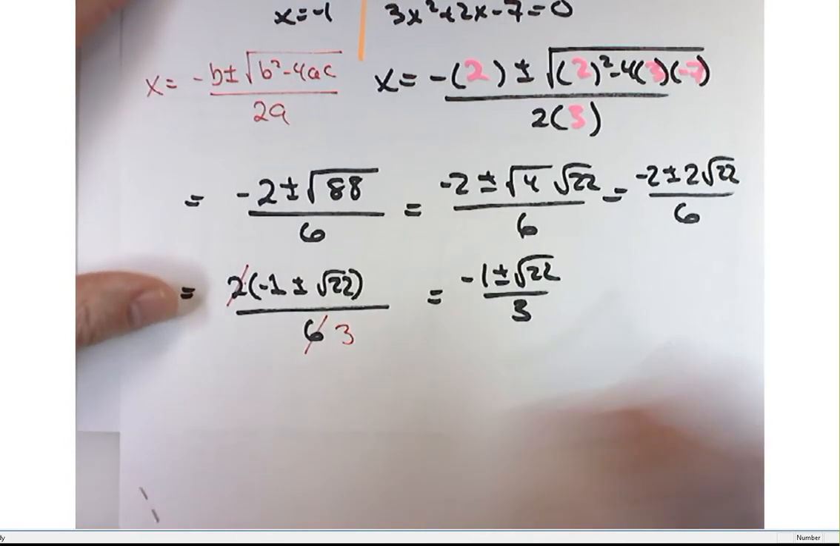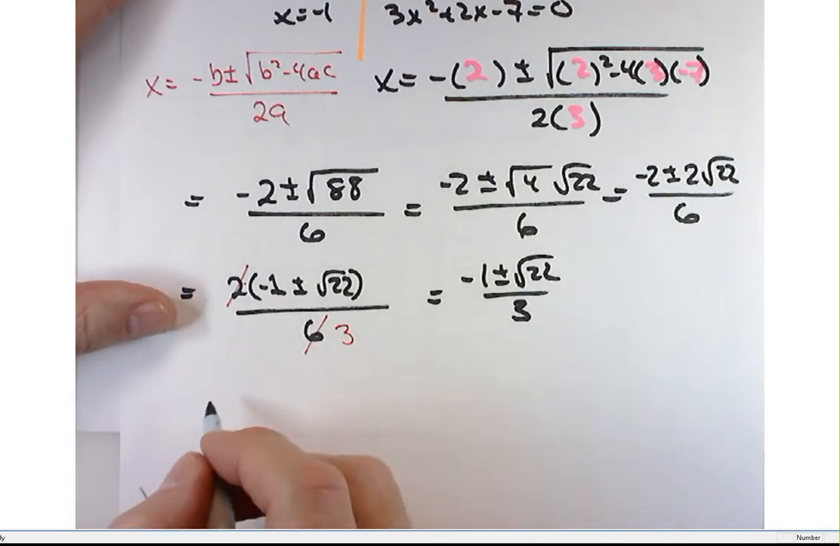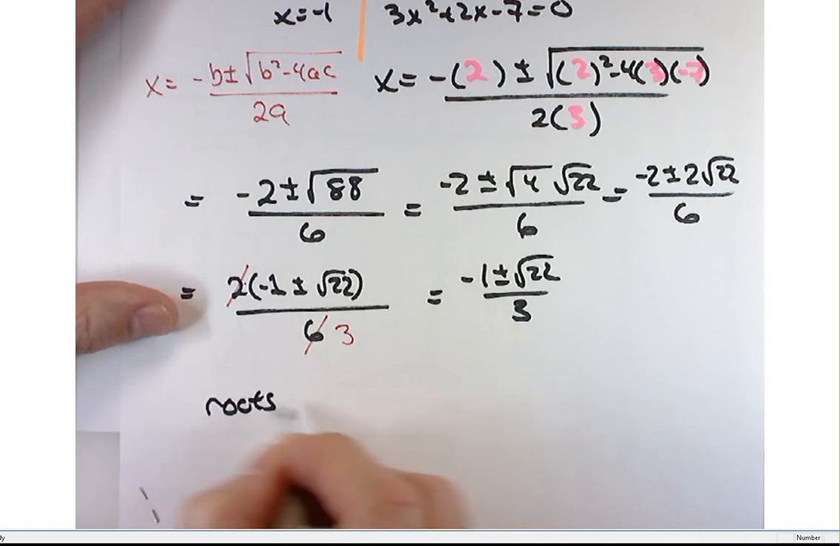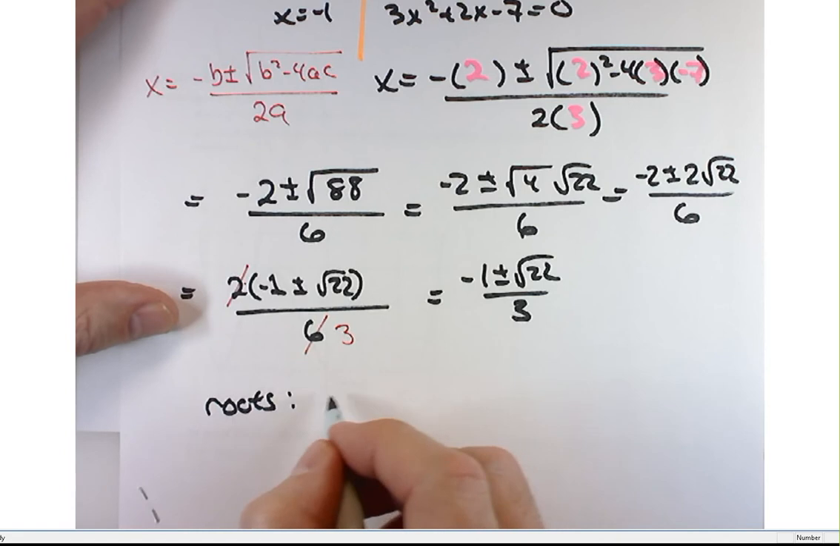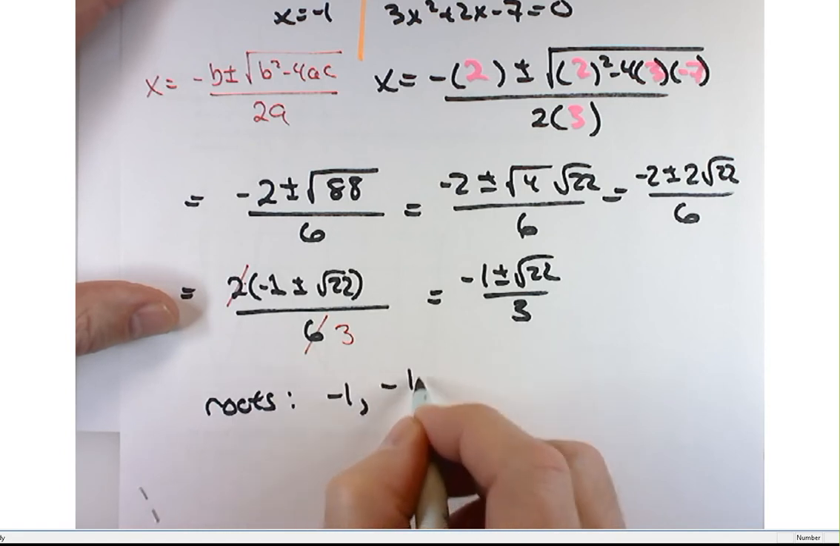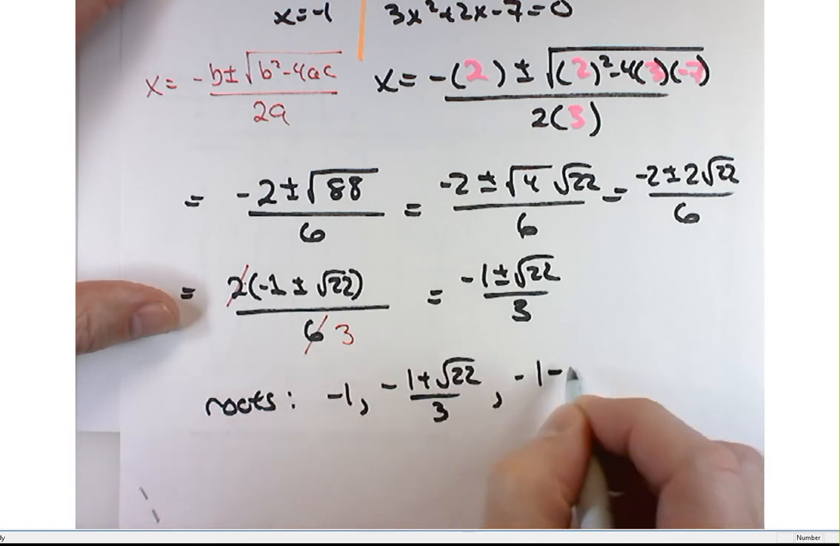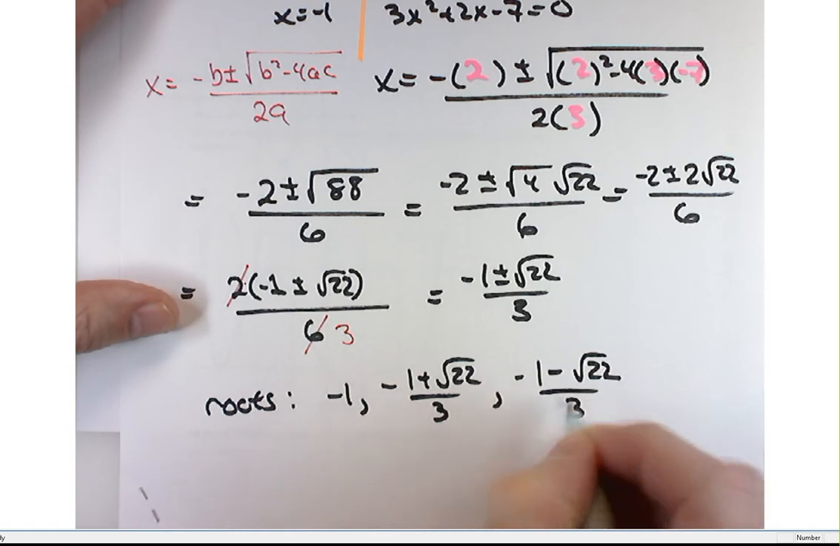So a little bit of work with the quadratic formula, and we're okay there. Let's take a look at the roots. As far as listing them in WebAssign would be concerned, you'd have to list -1, comma, -1 plus the square root of 22 over 3, and -1 minus the square root of 22 over 3.